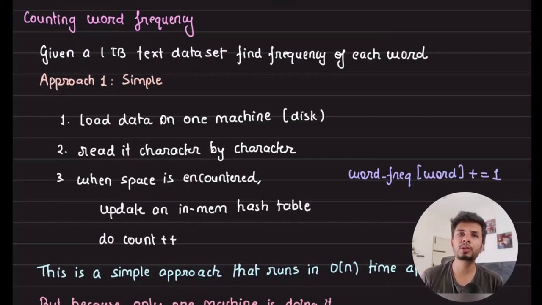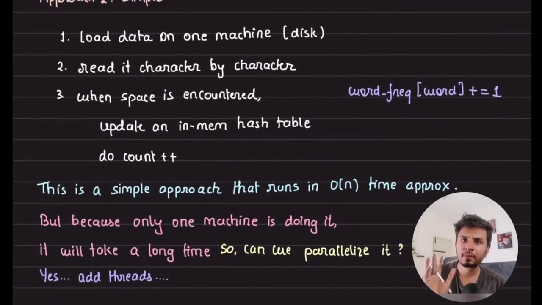The very simple approach is you have that entire 1 TB data set on a machine. You read it character by character. As soon as you encounter a space, you update your in-memory hash map or a hash table. You create that word and put it in the hash table, that is, frequency of word plus plus. Right? This is what you are doing. This requires you to traverse that entire 1 TB text file exactly once and prepare this hash map, right?